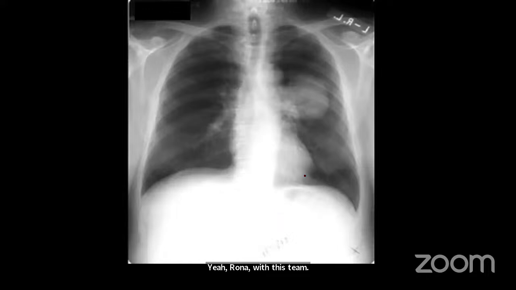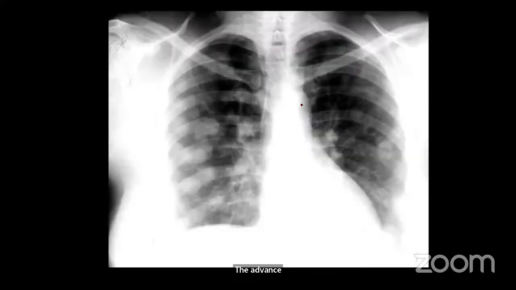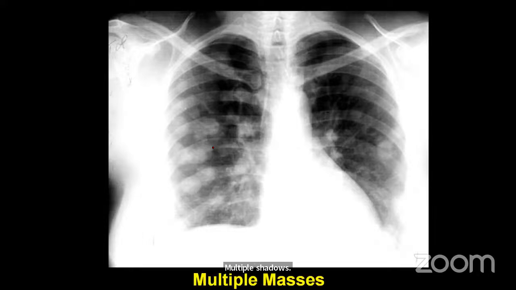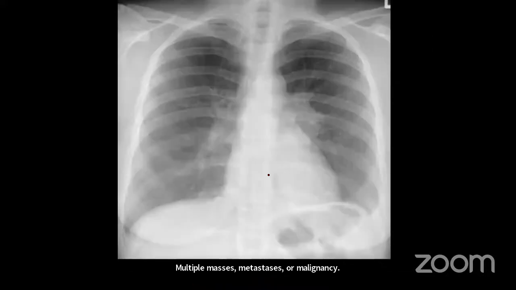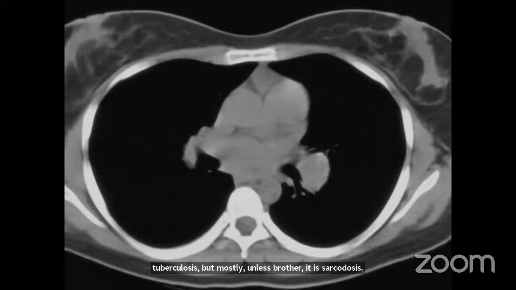Now, what is this? Now we have talked about the hila. So this is an abnormality of the hilum, and possibly this is a lesion from the hilum, a hilar malignancy. Enlarged hila can be caused by adenopathies like neoplasia, infection, primary tumors, vascular causes, or sarcoidosis. Now, on this X-ray, you can see multiple shadows, nodules. These are actually typical of metastasis, multiple masses, or malignancy. This X-ray actually shows a very prominent hilum here and here, bilateral. So these bilateral lymph nodes are most commonly in sarcoidosis, very rarely in tuberculosis, but mostly it is sarcoidosis. As you can see here, it is very well appreciated on CT chest.